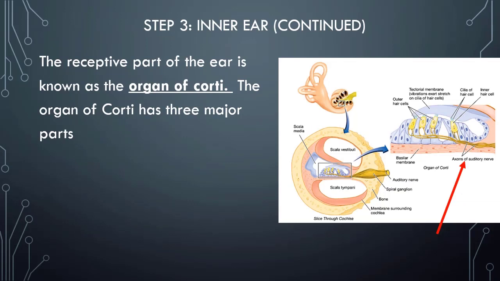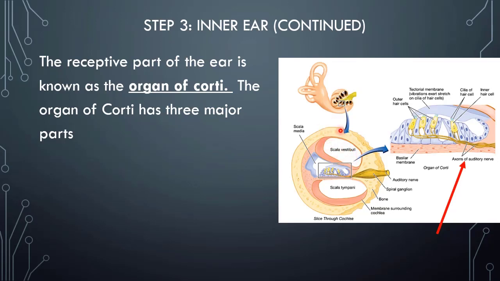So when this fluid pressure comes in, the thing that you need to know the most is that there is basically a receptive part of the cochlea. We call this the organ of Corti, and this is where the meat and potatoes are for what you need to know in terms of physiological psychology.